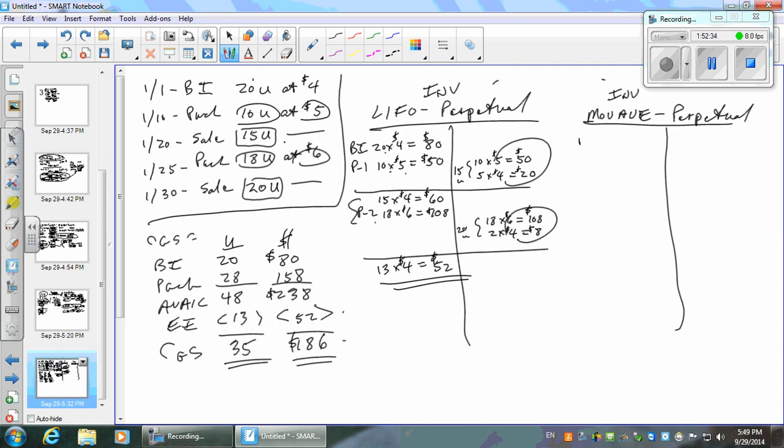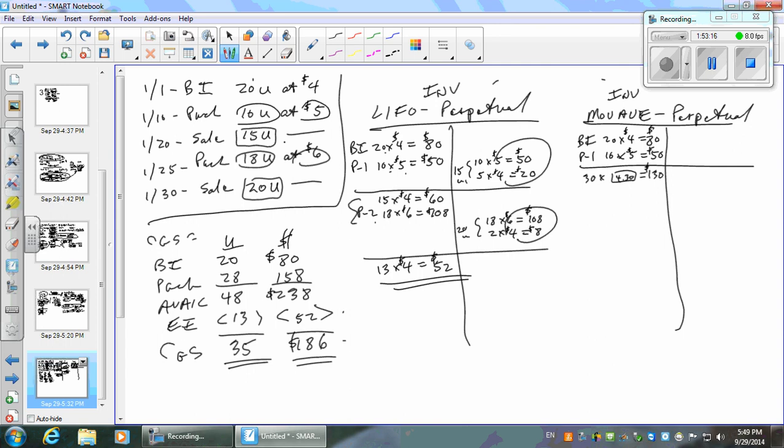So then, moving average. Every time we buy something, we're going to have to change the average. 20 units at $4, right, guys? That's $80. Then we buy, purchase one happens to be 10 at $5, which is $50. And what do we have to do immediately? Get an average, right? I've got 30 units at some cost equals 130. What's 130 divided by 30? $4.33 each.